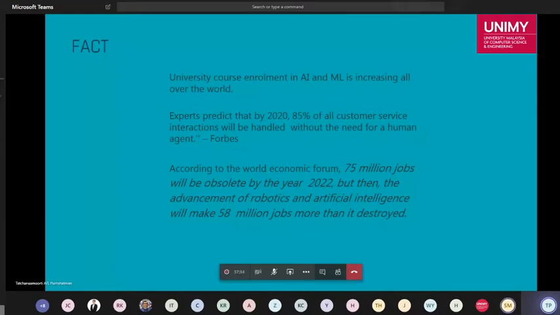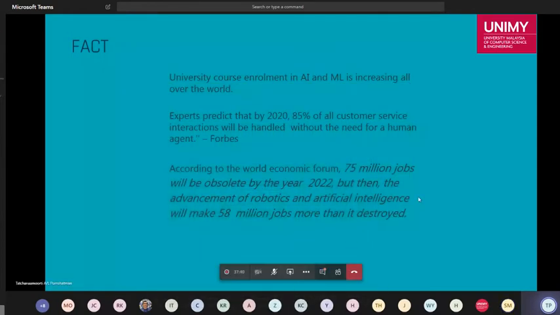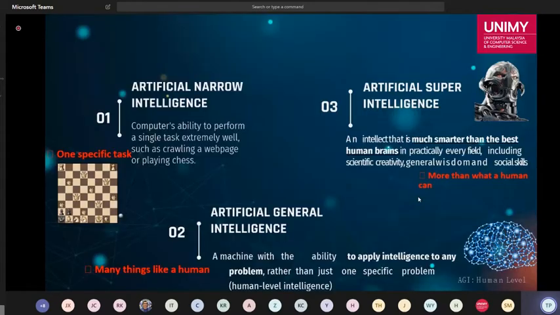There are three terms that every expert should know, three types of artificial intelligence. The first one is artificial narrow intelligence, which is a narrow, one-way transmission. Any job or task performed by the computer, the intelligent machine, could be in one direction. An example is crawling a web page or playing chess. This is under narrow intelligence, where the requirement should be one-sided.